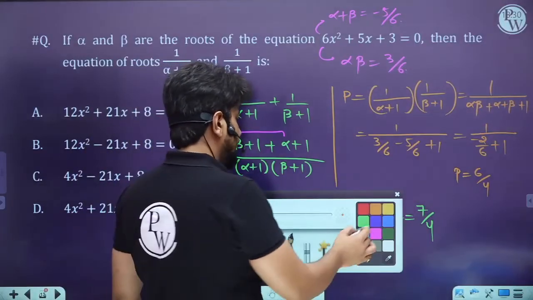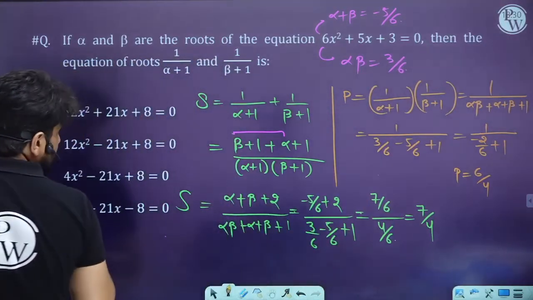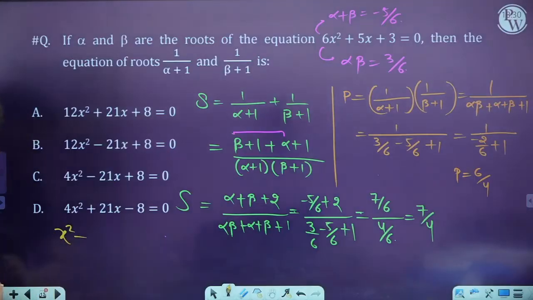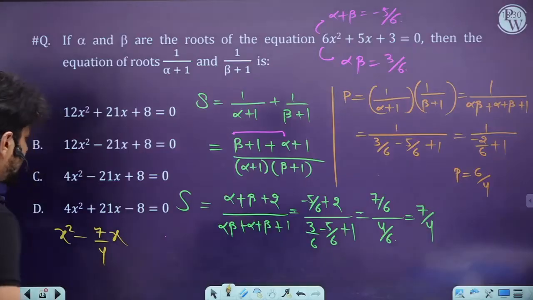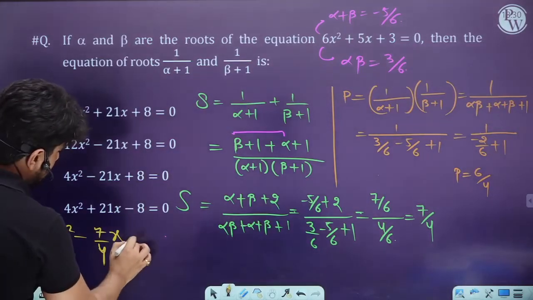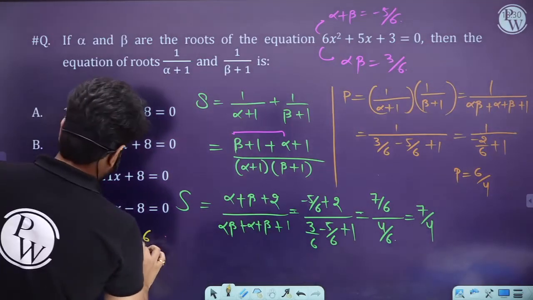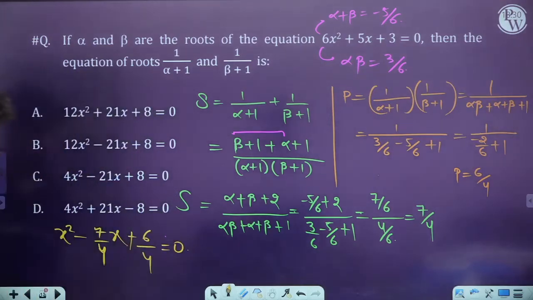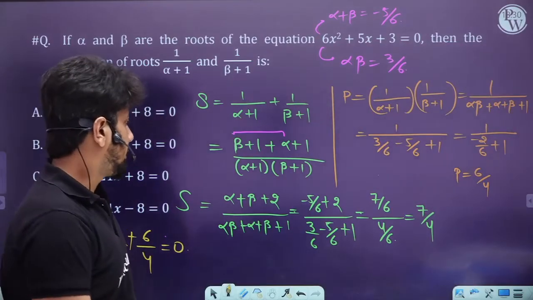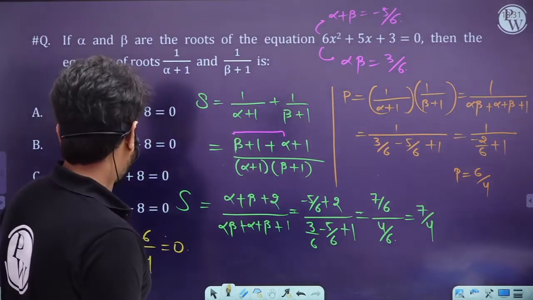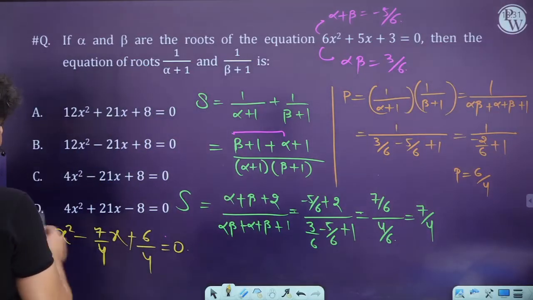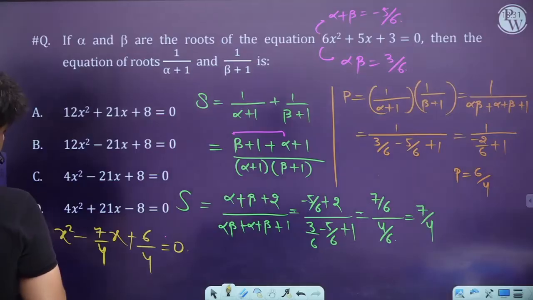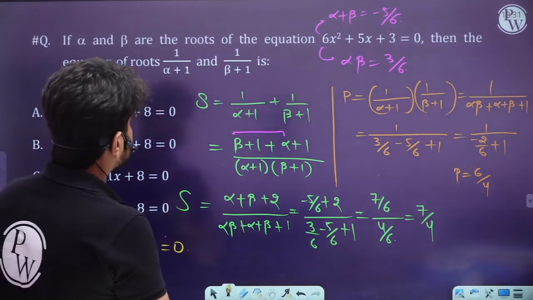Now let's write our final answer. So what will be the equation? The equation is x square minus sum of roots into x plus product of roots, which is 7 by 4 for the sum and 6 by 4 for the product, equal to 0. So x square minus 7 by 4x plus 6 by 4 is equal to 0. So we get 4x square minus 7x plus 6 is equal to 0.